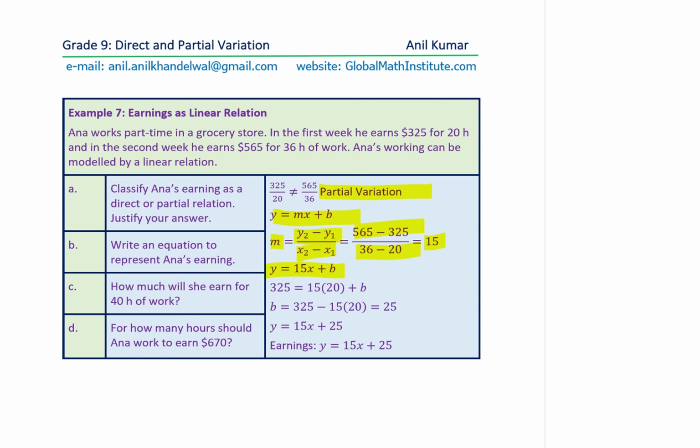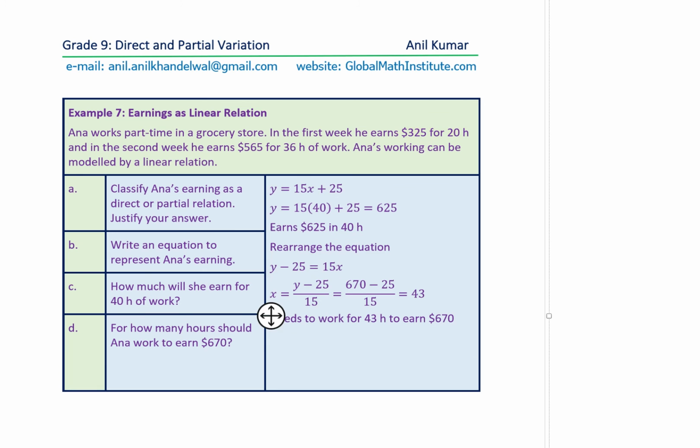To find the value of b, substitute x as 20, y as 325 using the first condition. Then rearrange and find the value of b as 25, and therefore the equation is y equals 15x plus 25. The earnings are now written as 15x plus 25. We can now answer the rest of the questions using the equation y equals 15x plus 25. How much will she earn in 40 hours? Substitute 40, calculate, you get the value 625.